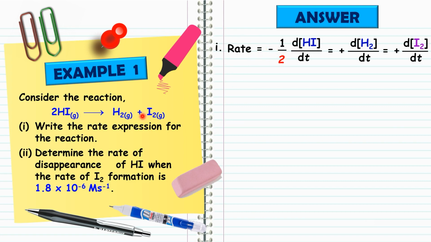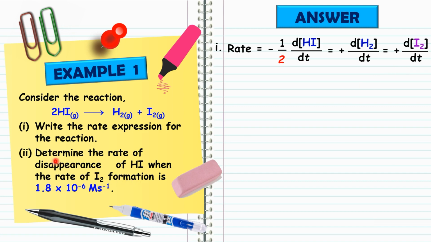Negative means the concentration of the reactant will decrease, 1/2 because the coefficient of HI is 2, d concentration of HI over dt, is equal to positive d concentration of H2 over dt. The positive sign here is because hydrogen gas is a product, and product will increase with time. The same goes for I2, positive d concentration of I2 over dt, because I2 is also a product. So this is what we call the rate differential equation or rate expression.